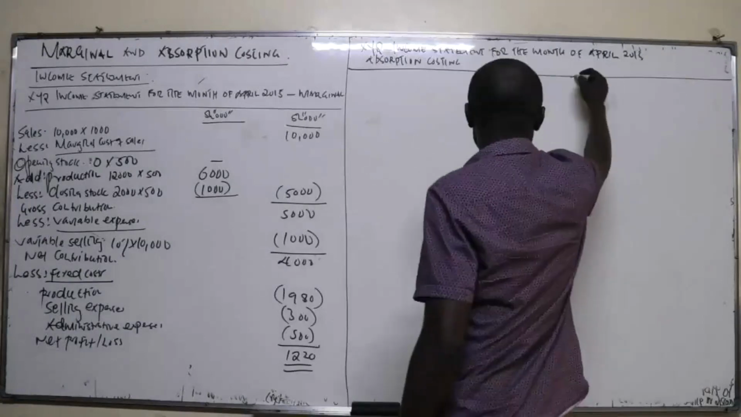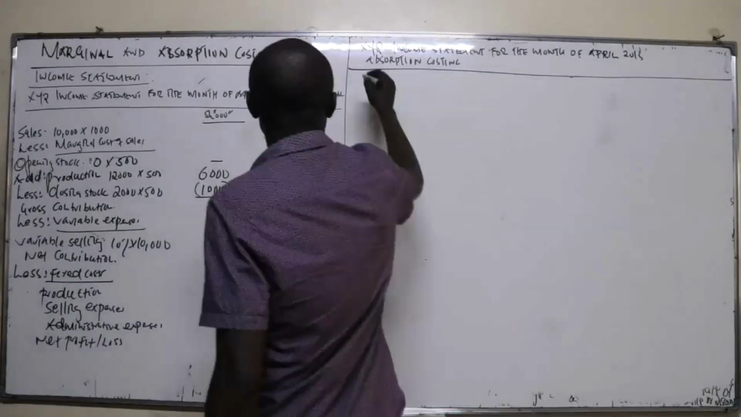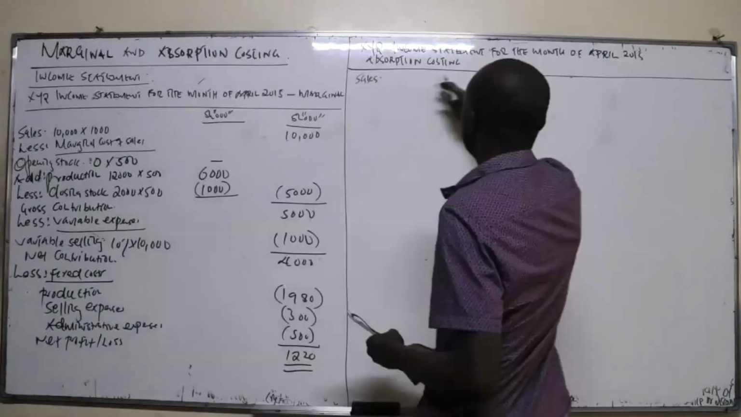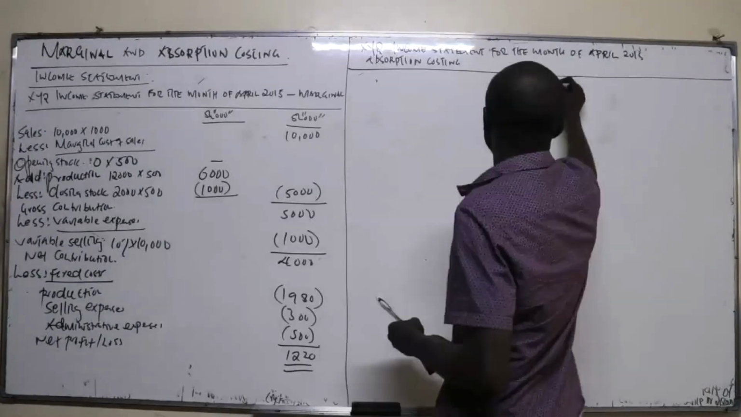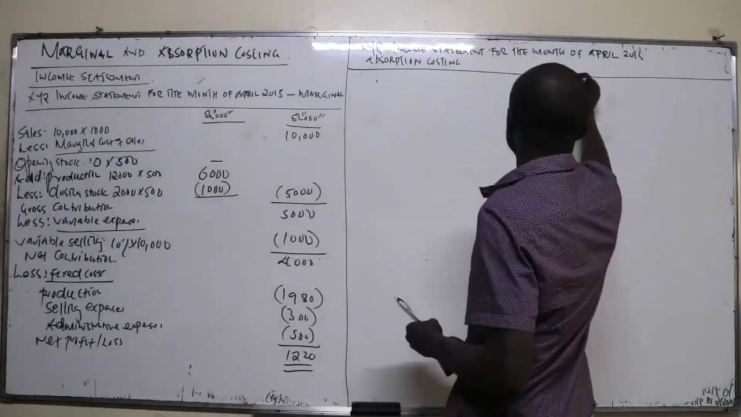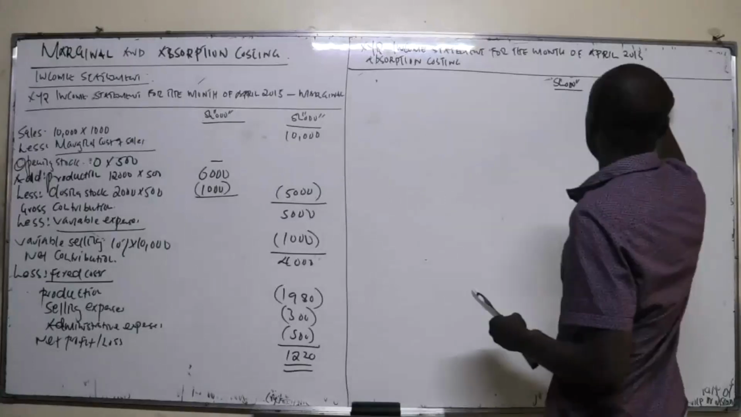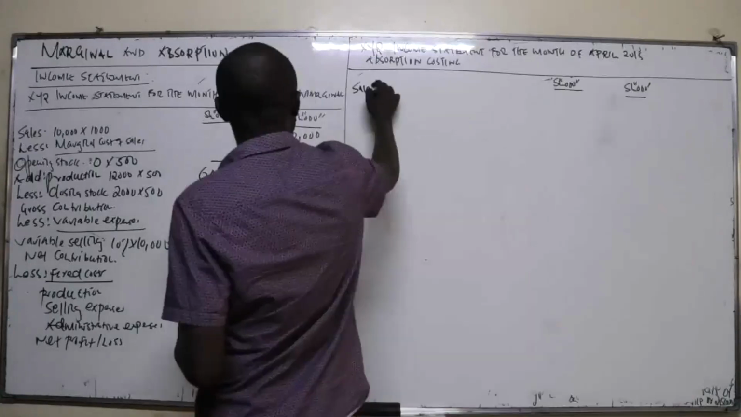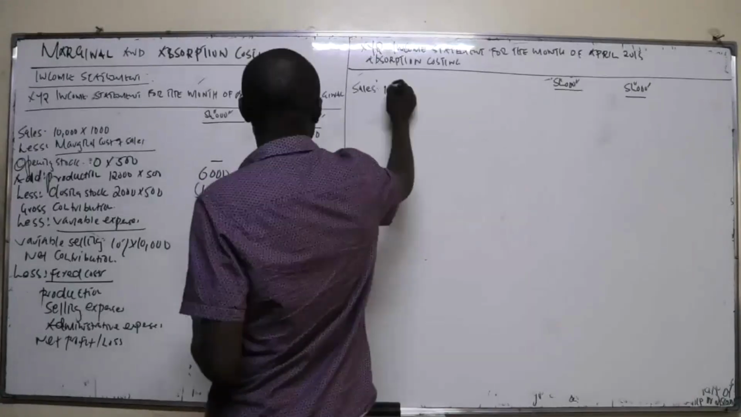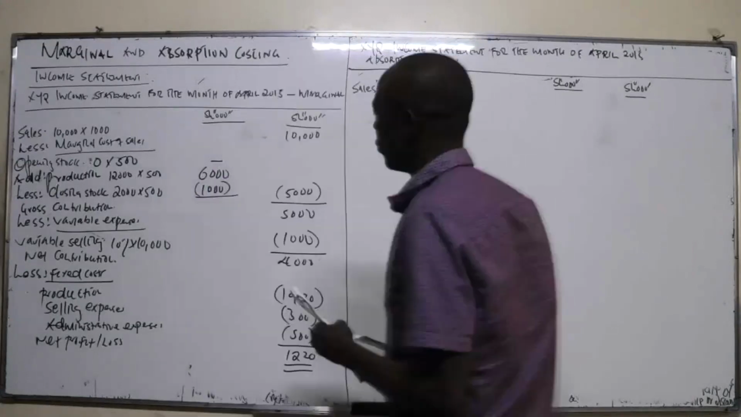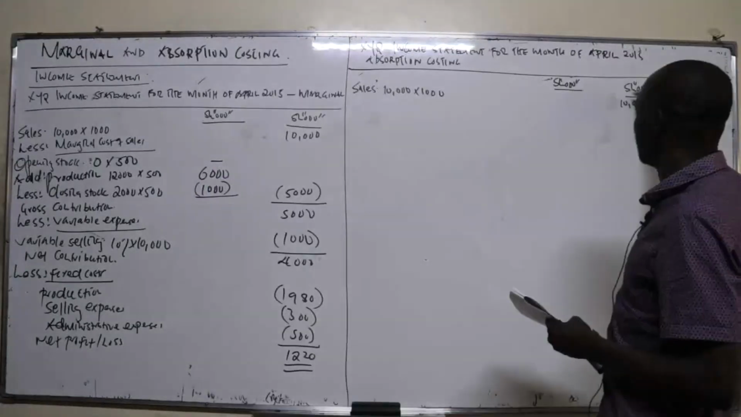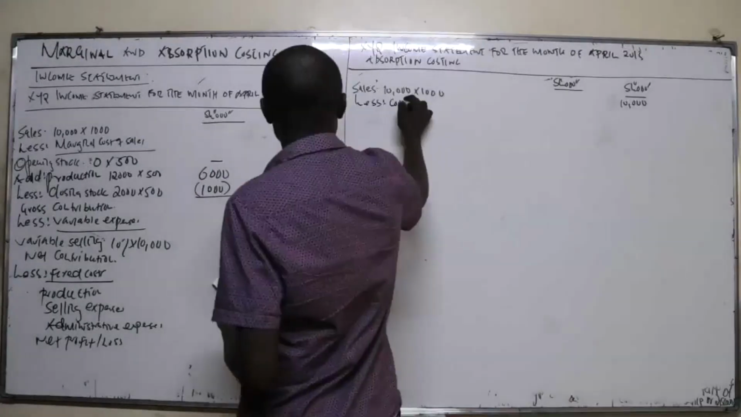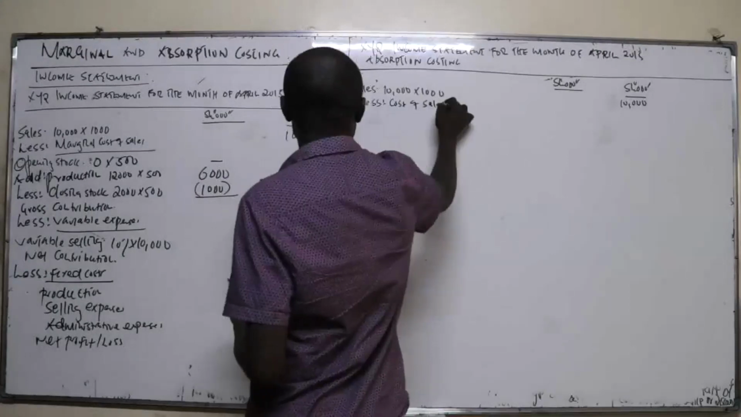So we have the sales value. The sales value is how much? So we can have shillings and thousands. The sales value will remain the same, 10,000 units that were sold at 1,000 per unit. So that will give us 10 million or 10,000. Then now we less cost of sales. We don't less marginal cost of sales, we less here cost of sales.